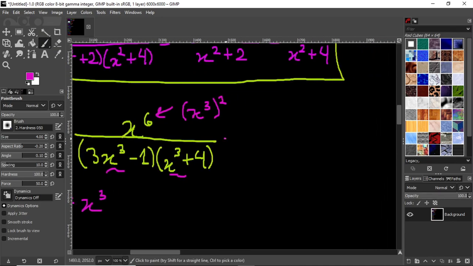So this becomes u squared divided by 3u minus 1 times u plus 4. Wow, this has become much simpler.